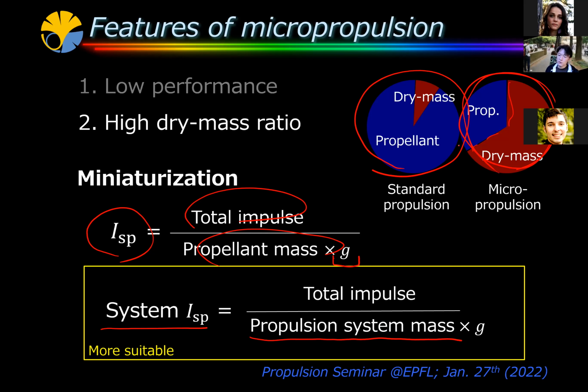So when you look at a micropropulsion system, maybe on the data sheet you will find the specific impulse ISP. However, that value does not have as much meaning as for a standard propulsion system. You have to pay attention to system specific impulse, or just the total impulse and also the total mass of the propulsion system. So this is the second point.